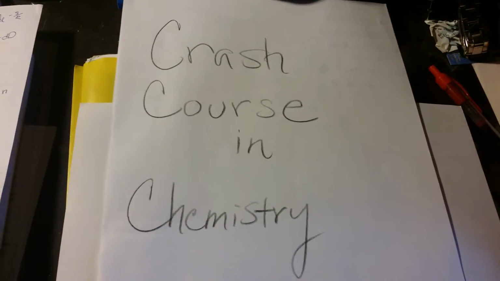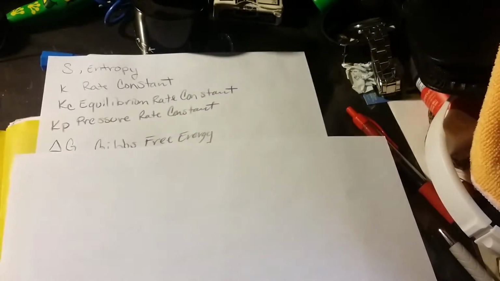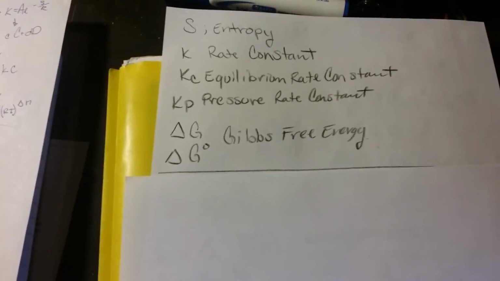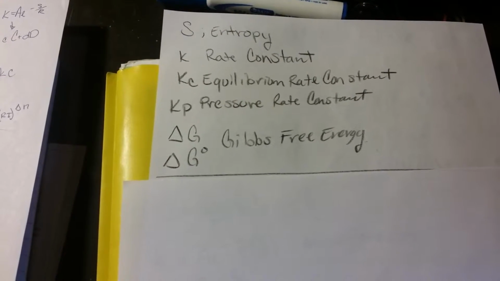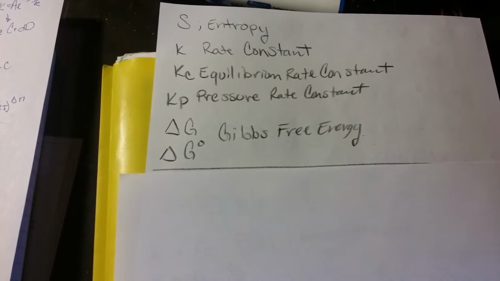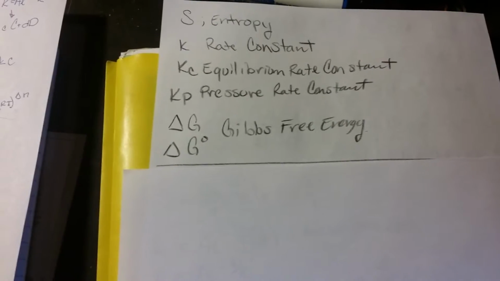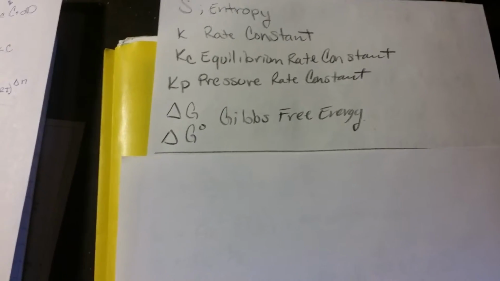Hello, today we're going to talk about a crash course in chemistry. We're going to start off with a few variables. So we have S for entropy, lowercase k for the rate constant, Kc for the equilibrium rate constant, Kp for the pressure constant, and delta G and delta G standard for the Gibbs free energy.